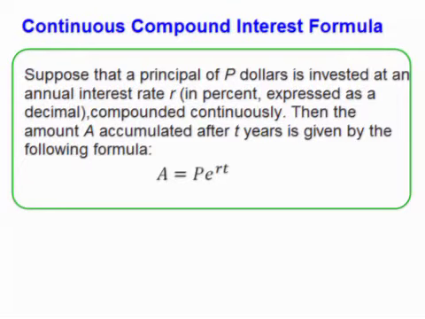If we compound the interest every moment in time, which means there isn't a moment when the interest is not being compounded, then we call this continuous compounding. Suppose that a principal of $P is invested at an annual interest rate of R, in percent expressed as a decimal, compounded continuously. Then the amount A, accumulated after T years, is given by the following formula. A equals P e to the RT. Remember, e was the natural number. It has an approximate value of about 2.72, and you'll see that it shows up quite a bit in math.